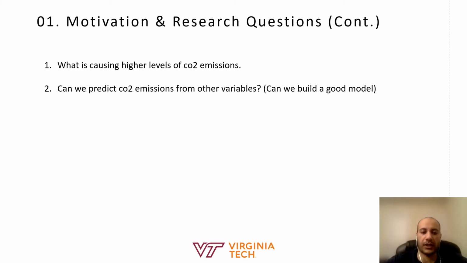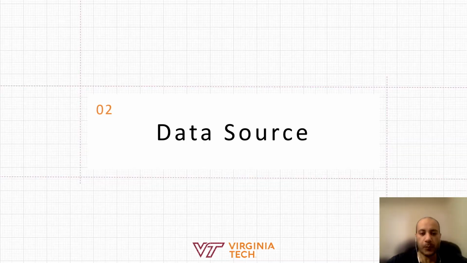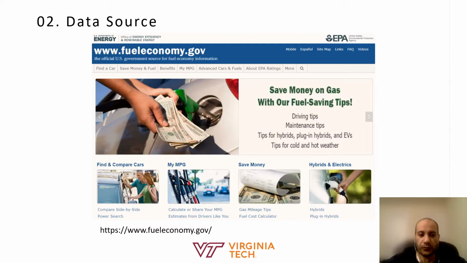And the second question is, can we predict CO2 emission from any other variables, or in another way, can we build a good model from this data set? So let's get started with the data source and the data source description.